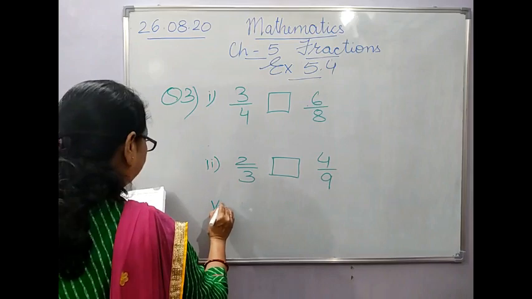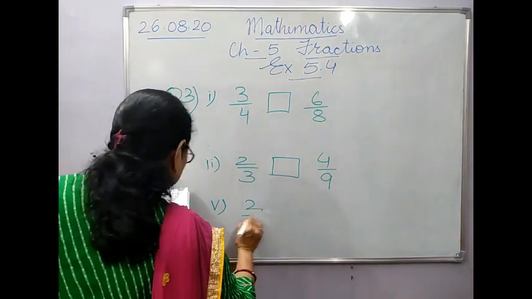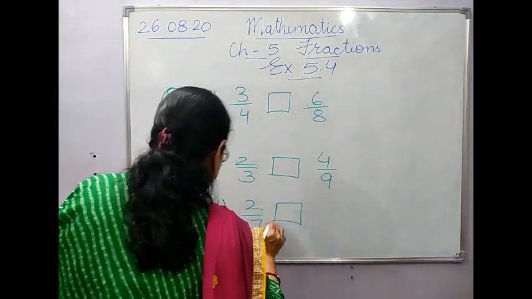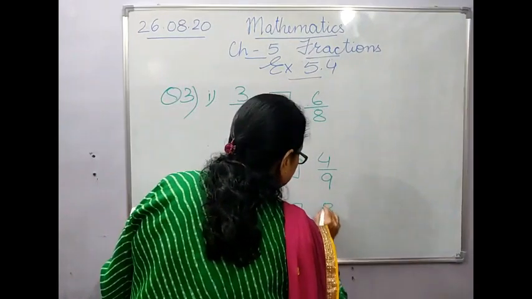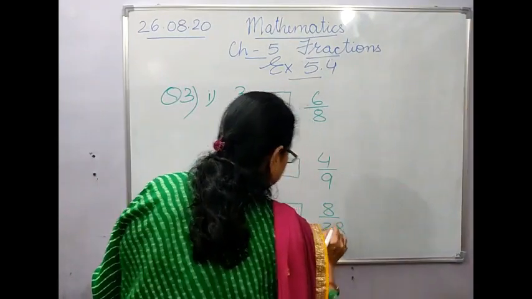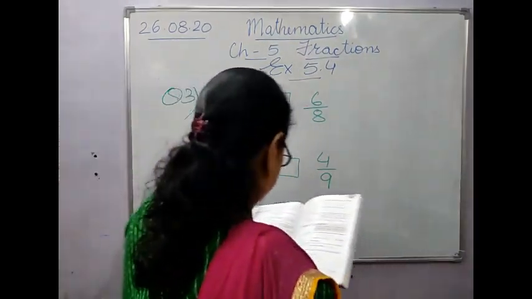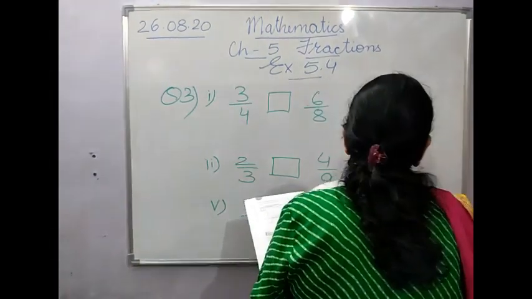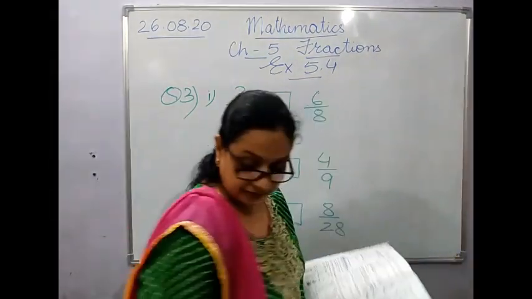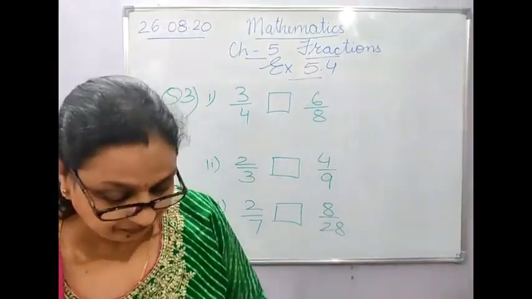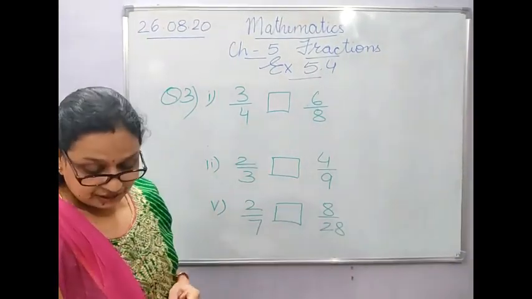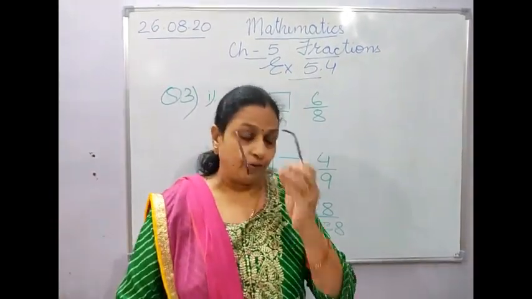Then I'll take the fifth one, 2 upon 7 and 8 upon 28. Then I'll take the sixth one. Okay, I'll do it afterwards. Now see here, the question is you have to find whether they are equivalent or not.